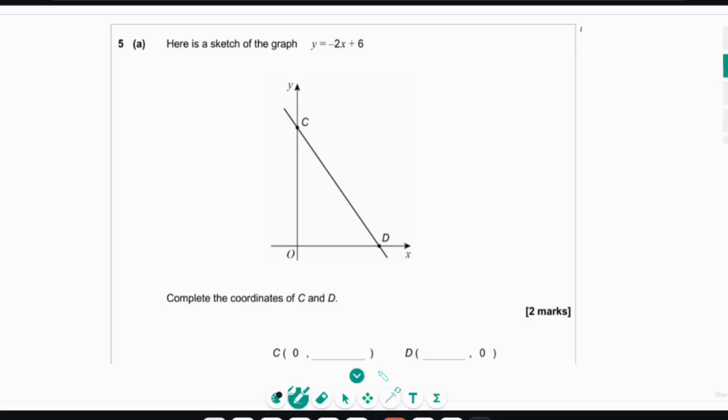Here is a sketch of a graph. Complete the coordinates of C and D. C is your y-intercept. Your y-intercept here is 6. So the coordinate point is (0, 6). What about D? Well, your y coordinate here is 0. So I'm going to replace y with 0. Take 6 off both sides. Divide both sides by -2, which gives you x is 3.